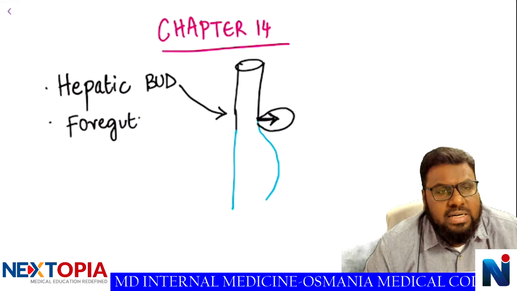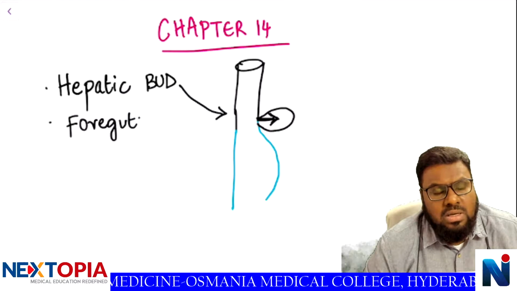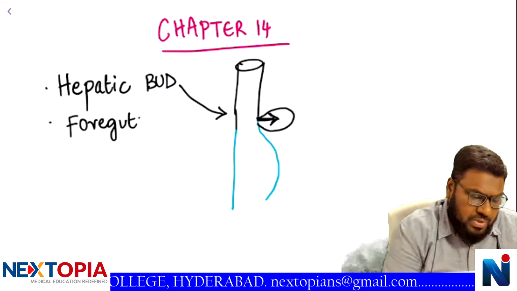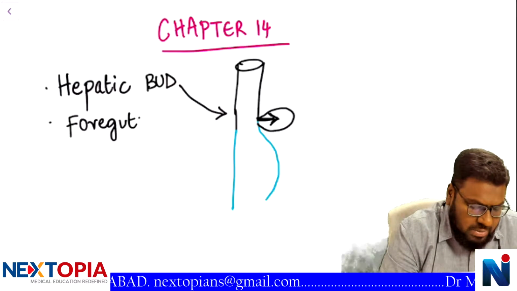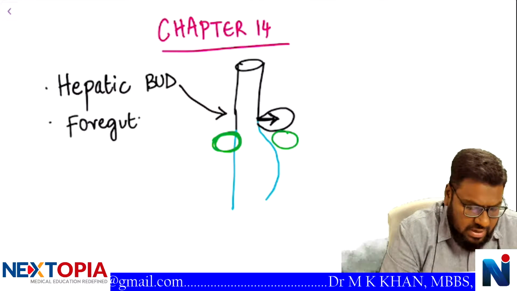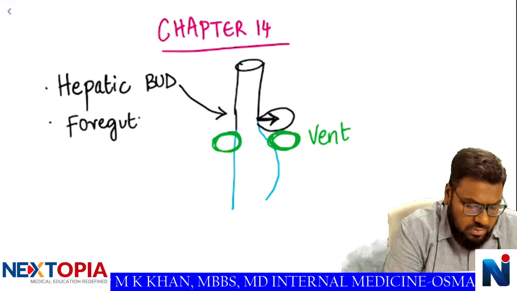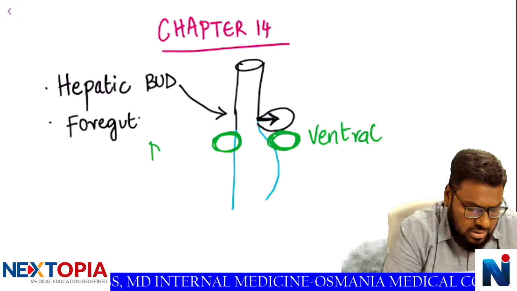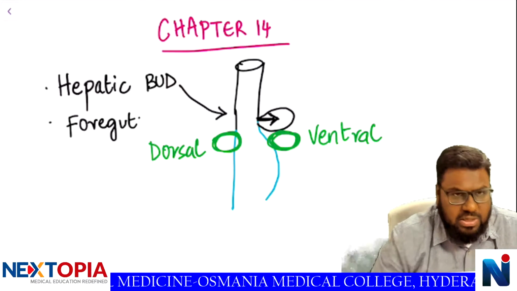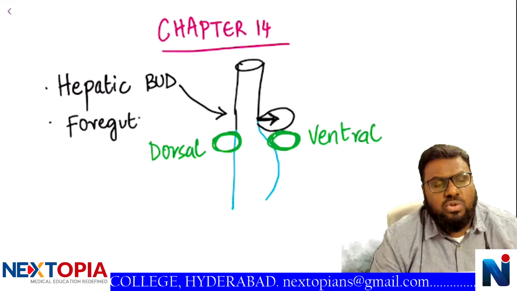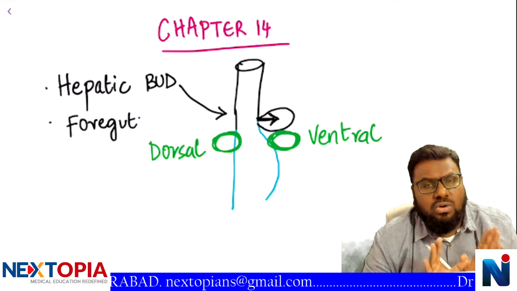Whereas the pancreas develops from two buds, a ventral bud and a dorsal bud. So, ventral pancreatic bud, dorsal pancreatic bud. These two buds will undergo fusion at the junction of foregut and midgut.